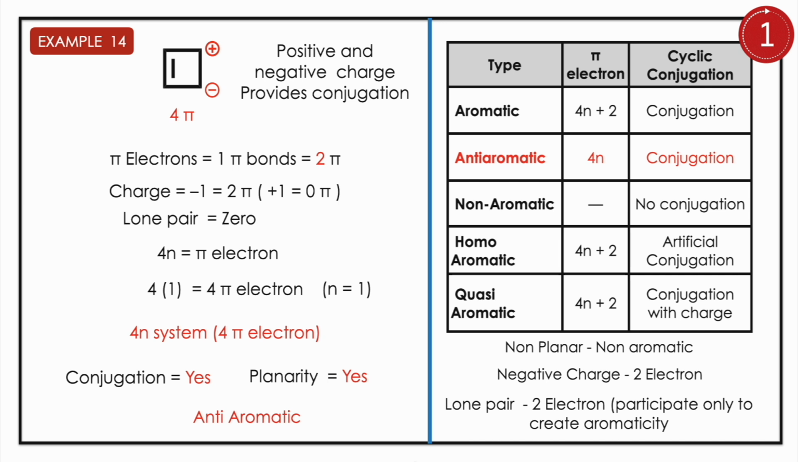We start by counting the pi electrons. Here you have 1 pi bond, so 2 pi electrons. Charge you have -1 and +1. Plus we don't count, minus we count, so 2 pi electrons. The lone pair is not there, so 0. So totally 4 pi electrons, meaning 4n system where n equals 1. And the system is conjugated because cation and anion provide the conjugation, and it is definitely planar. So 4n system, conjugated, planar. According to the Huckel rule, it is an anti-aromatic compound.